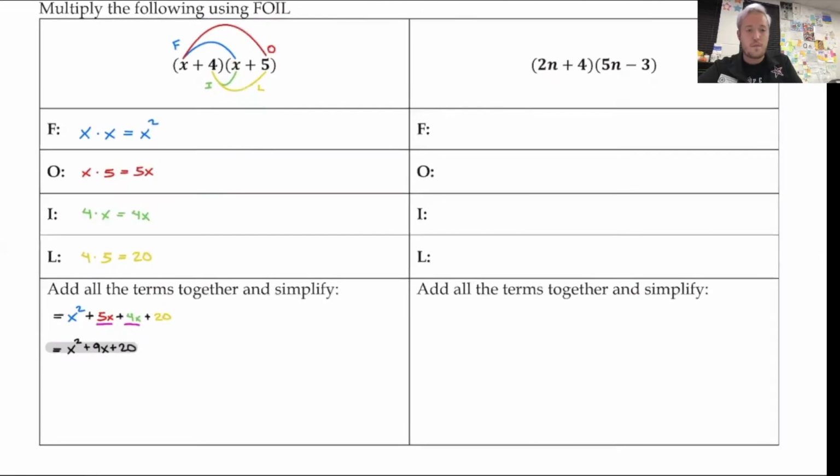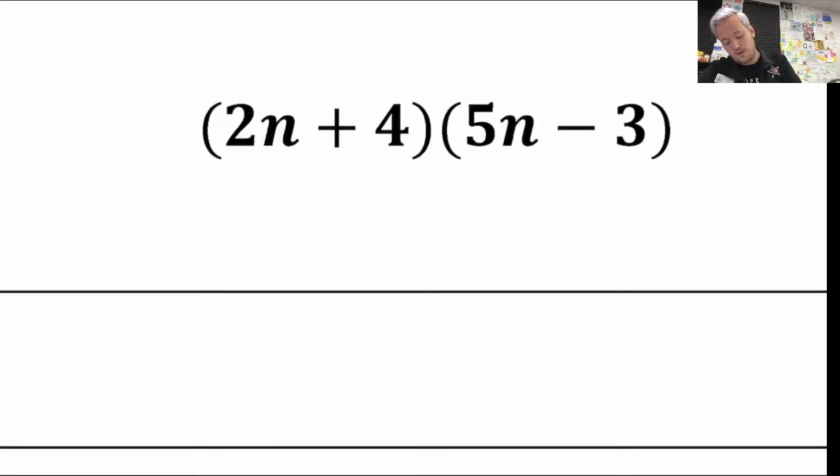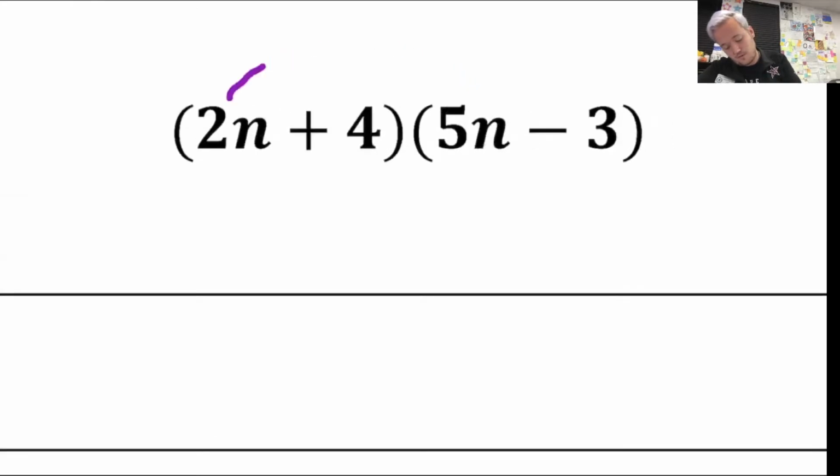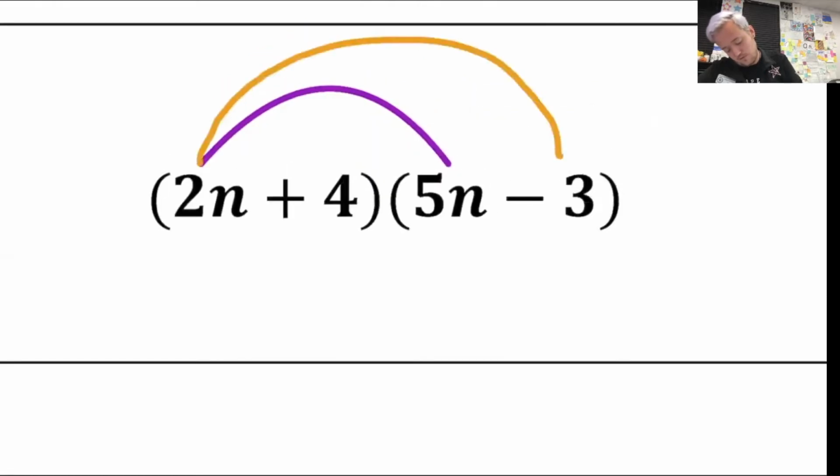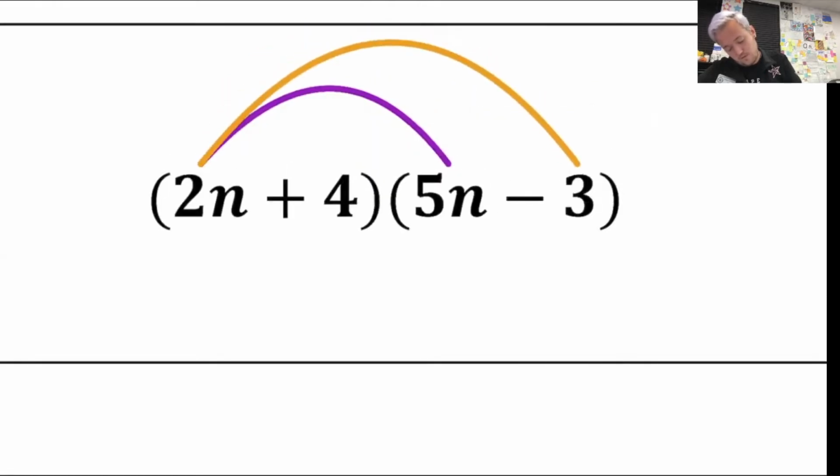All right. So now we're going to look at the next one. 2n plus 4 times 5n minus 3. So with this problem here, I'm still going to do first, outer, inside, and last.